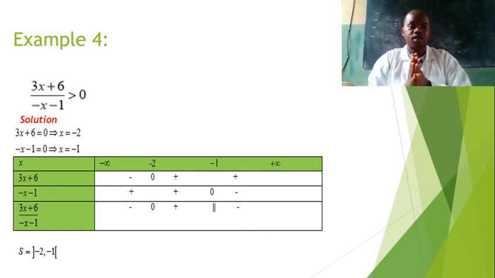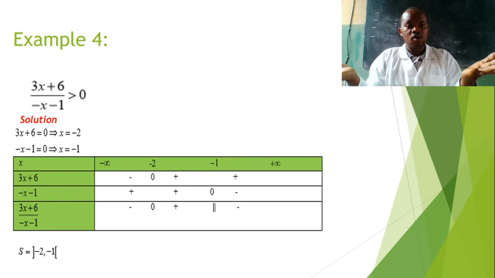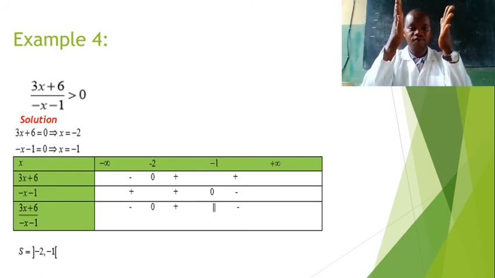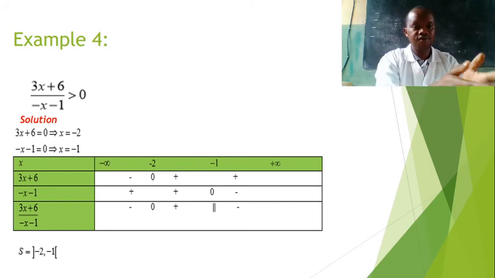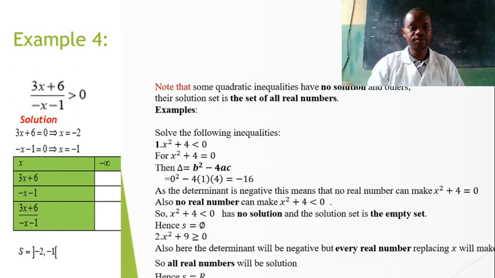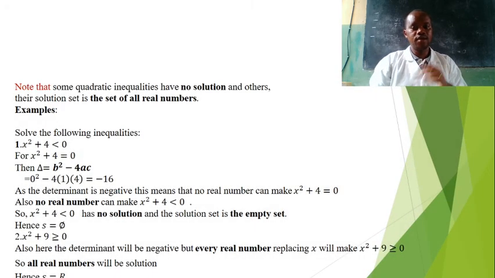because even if we had the or equal sign, it would be excluded. But simply the main reason here is that for minus 1, the given 3x plus 6 over minus x minus 1 is not defined. Note that we have some remark here.